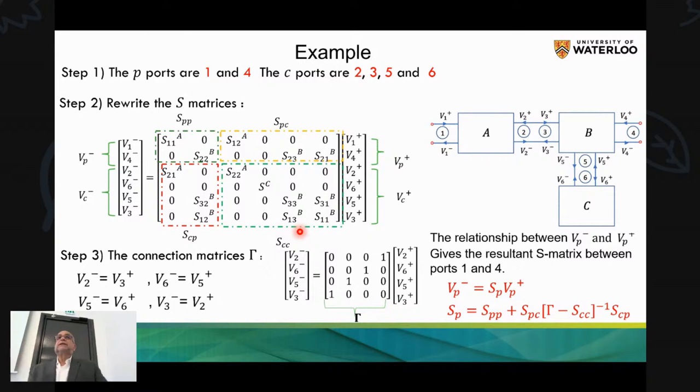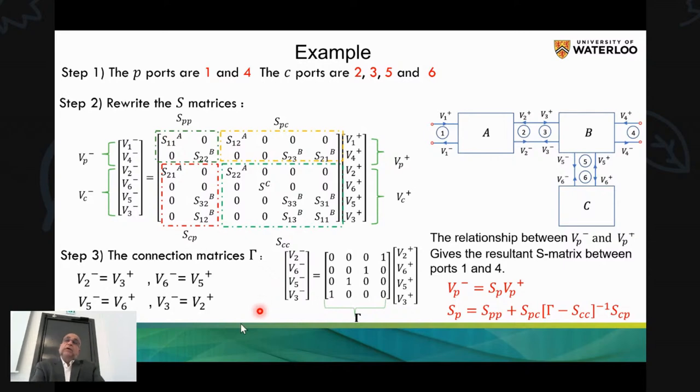Now, what is the connection matrix? The connection matrix relates the internal ports to each other. You can see here V2 plus equals what? V3 minus, right? V2 plus equals V3 minus from here. Do you agree? And as well, V2 minus equals V3 plus. Correct? In here, the relationship between 5 and 6, both are internal ports. V5 minus equals V6 plus. And V6 minus equals V5 plus. Correct? So I'll end up with this equation.